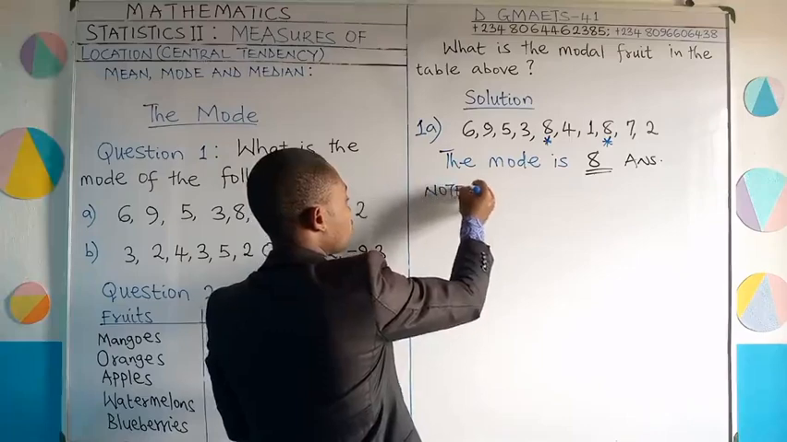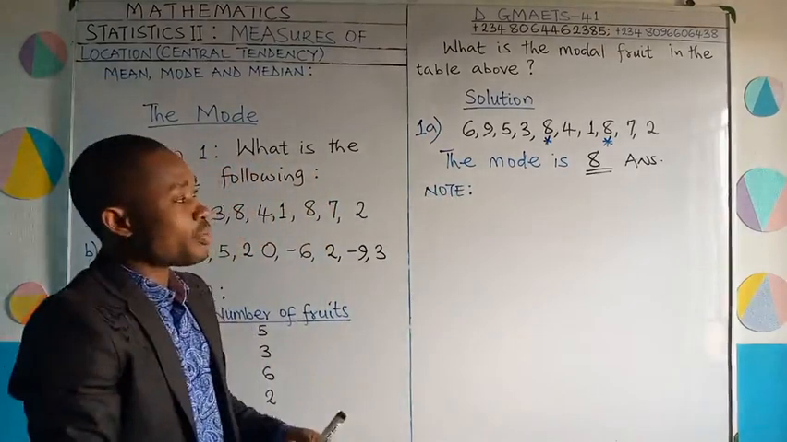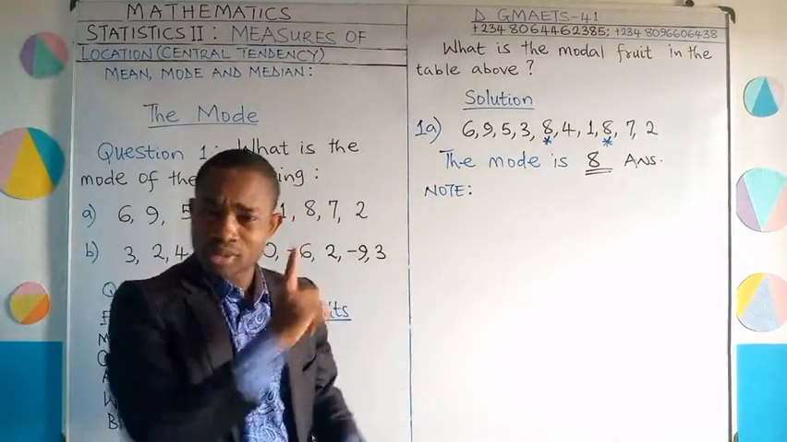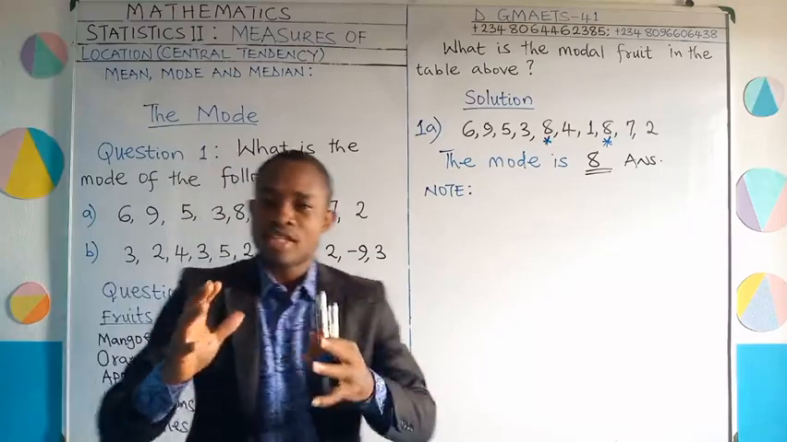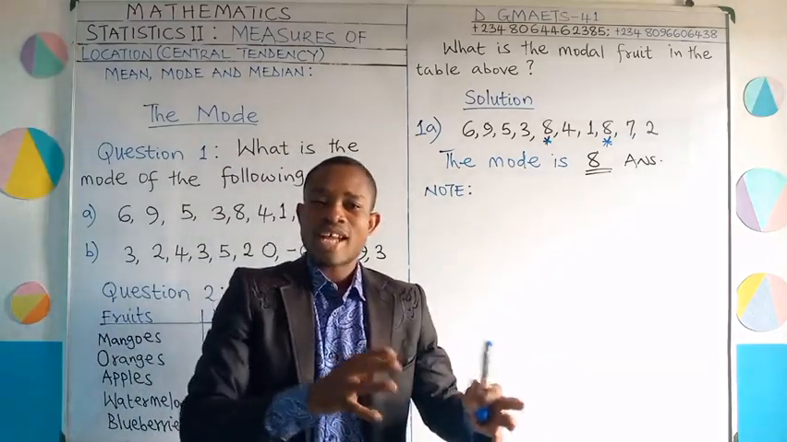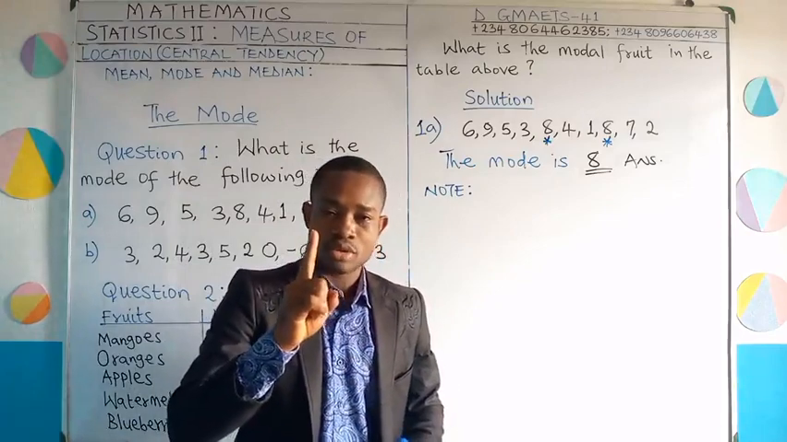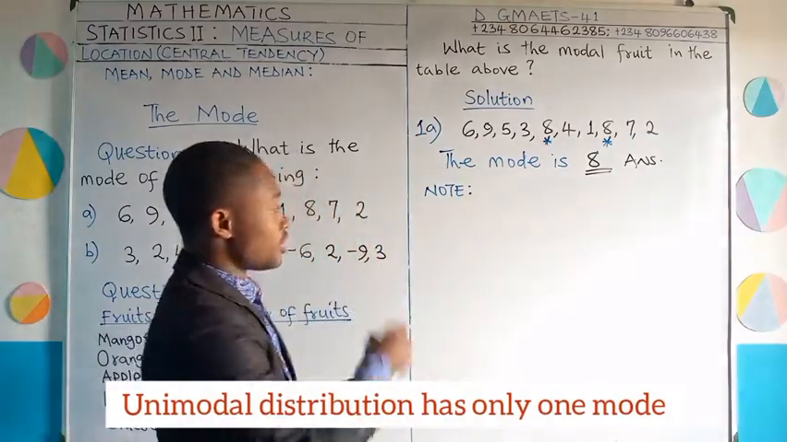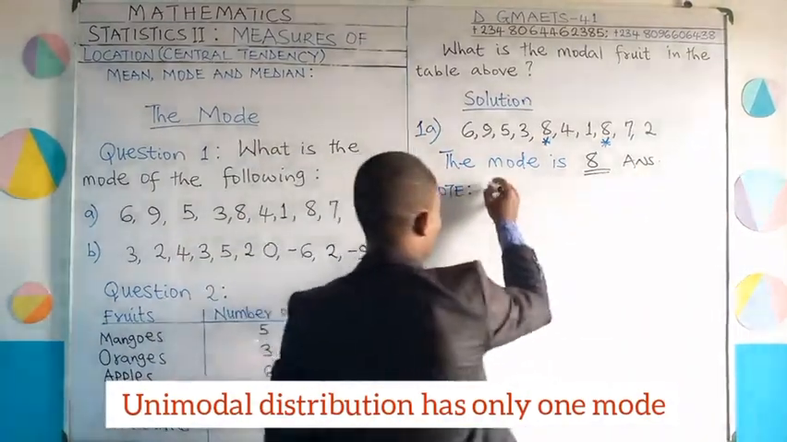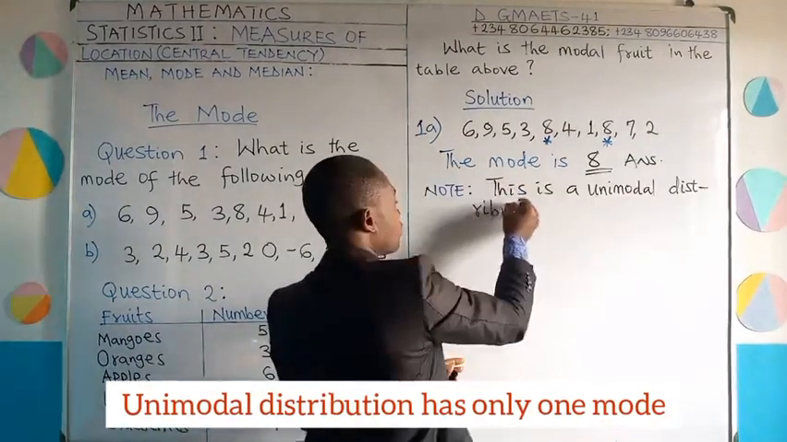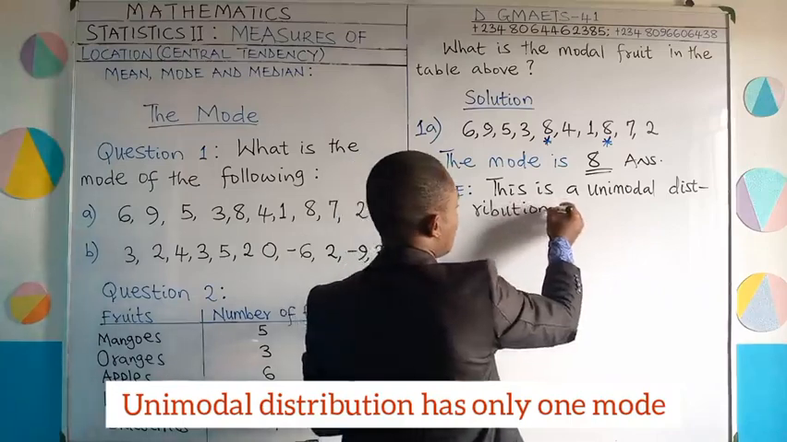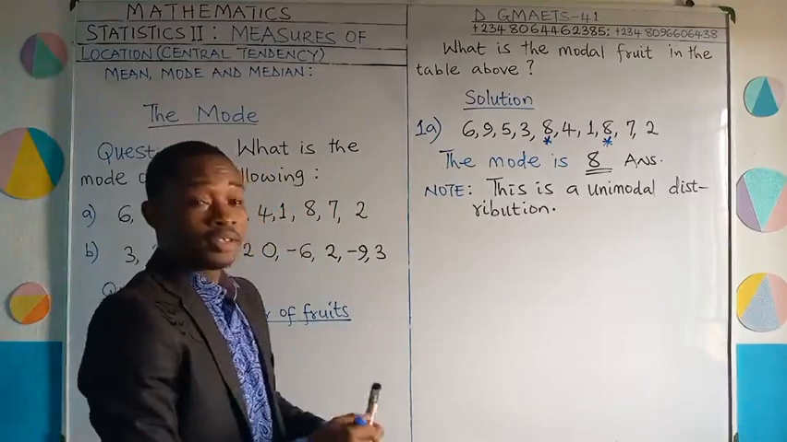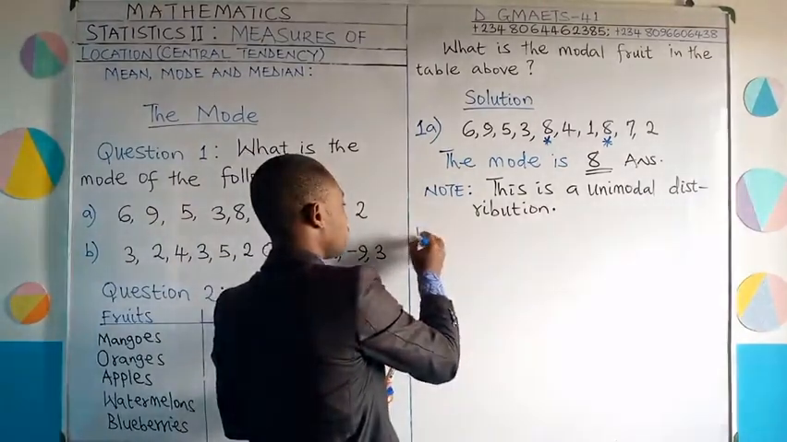Note. Now you look at this distribution, we say the mode is 8. That's only one number, which is 8. A distribution that has only one mode is called a unimodal distribution. So this distribution here is unimodal. This is a unimodal distribution. Alright, we are moving on to the B part of the question.